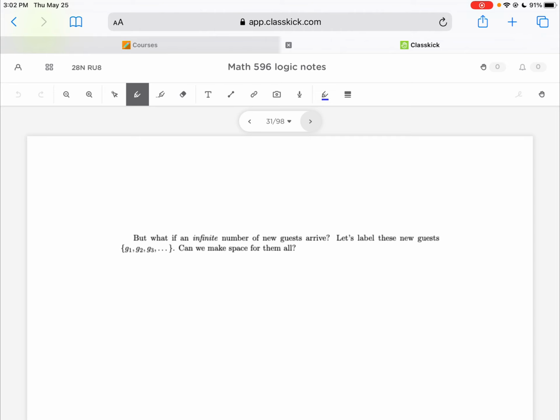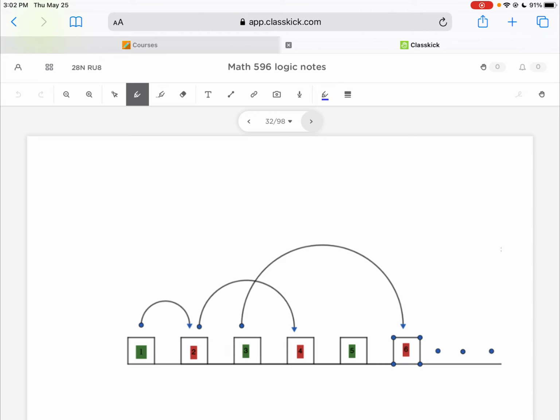But the manager can still find a way to accommodate these infinitely many new guests using a slightly different trick. What the manager requests is that the guest who was originally in room 1 is going to move to room 2. The guest originally in room 2 is going to move to room 4.